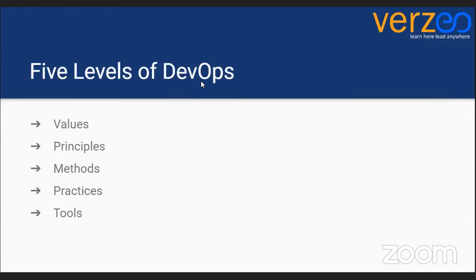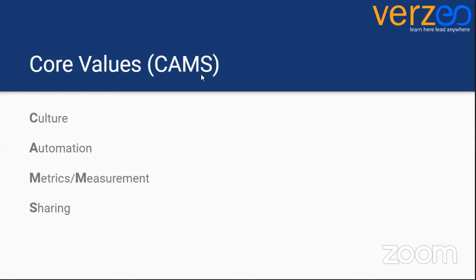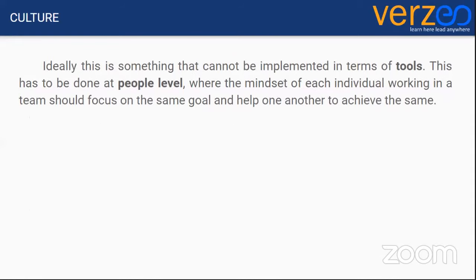See, what are those values? There are 4 important core values, which in short we call CAMS. C stands for culture, which we are always talking about in DevOps. A stands for automation. M stands for metrics or measurement. S stands for sharing. So culture, as I said, what is the culture?